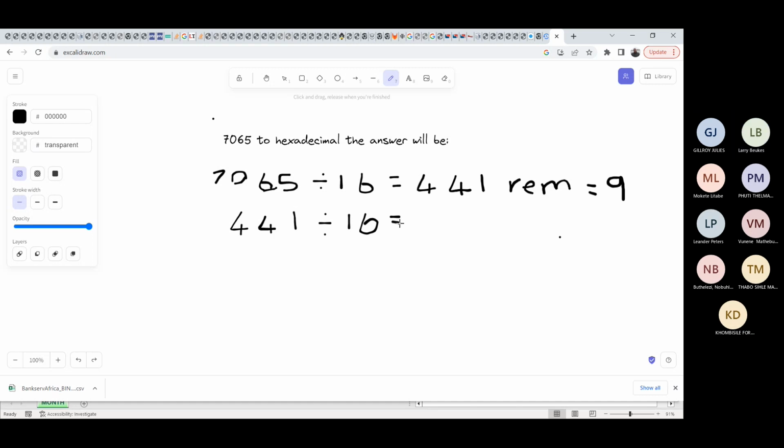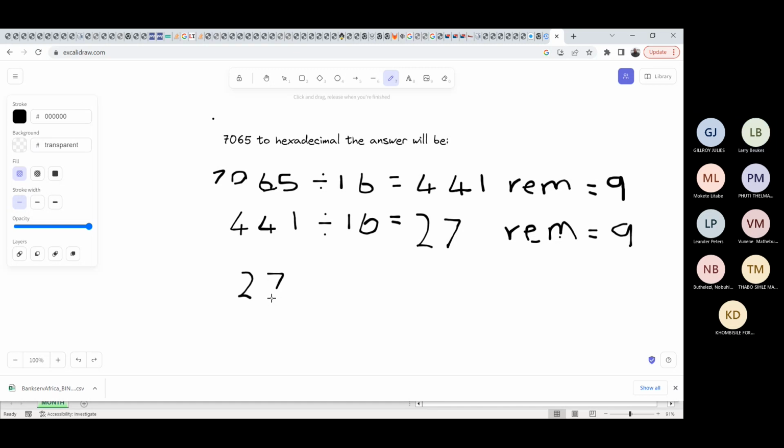So let's see. 441 divided by 16 is 27, remainder. Okay, let's see. 27 multiplied by 16 is 432, minus 441. The remainder is 9 again. Okay, 9. Great. So this is still big, right? So 27 is still bigger than 16. So we can go on again.